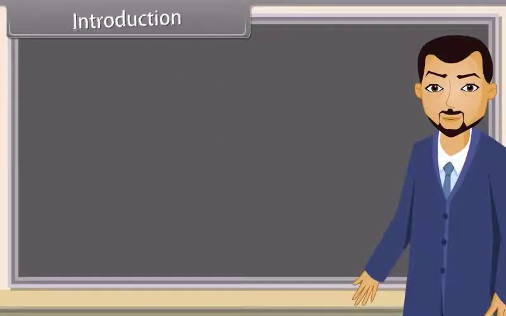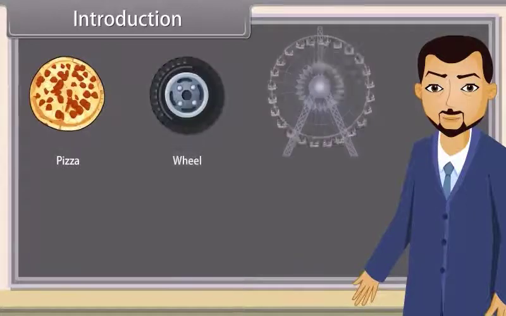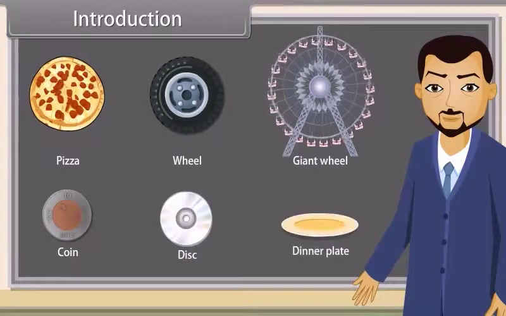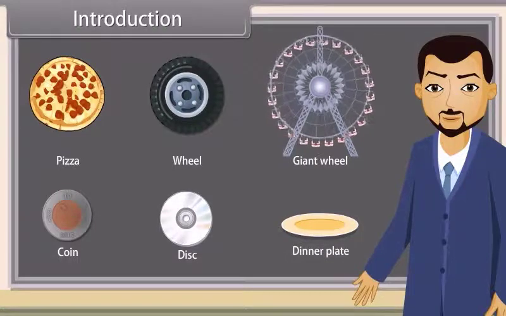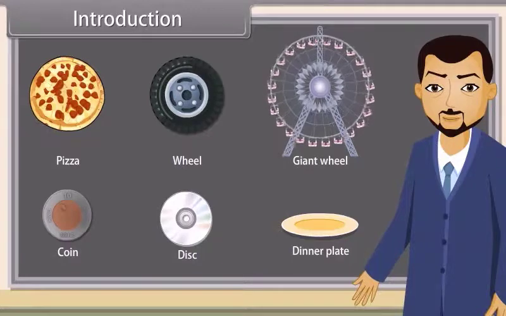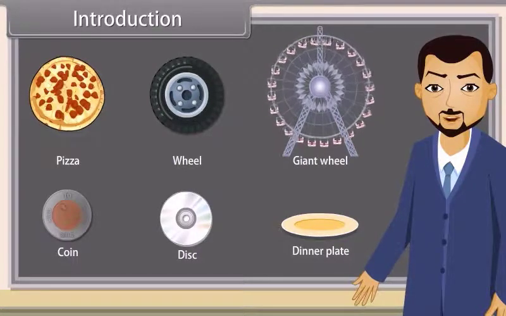Introduction. Look at these things. Pizza, wheel, giant wheel, coin, disc, dinner plate. All these are the examples of circle. Today we will study about circles and the properties of circles. Come, let's start.